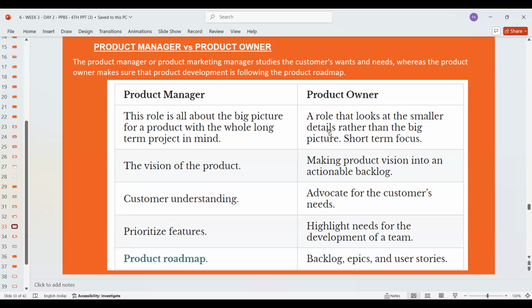The product marketing manager studies the customer's wants and needs, whereas the product owner makes sure that product development is going as per the product roadmap. So it's basically a business function, right, where they need to understand what exactly they want from that specific product, right? So that's the role of a product manager.